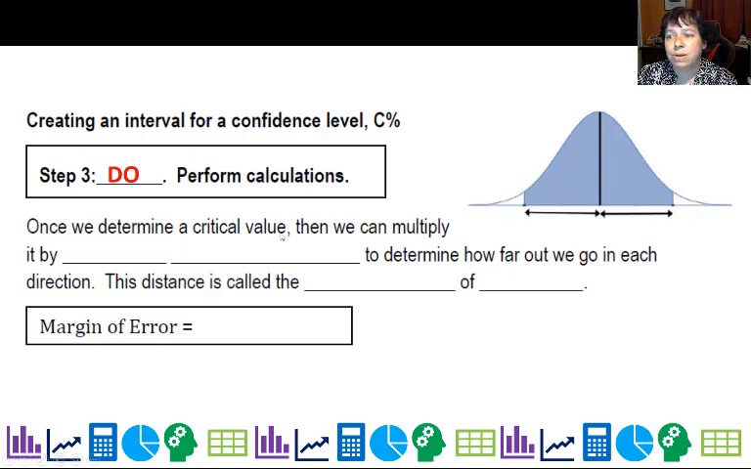So once we determine a critical value, we can multiply it by the standard deviation to figure out what our width is, how far we're going in each direction. And I have to be careful when I say width. This is called the margin of error, and it only goes from your estimate to the low end and from the estimate to the high end. So a margin of error is actually half the width of your confidence interval. That's how far you're going out to each side. And to calculate it again, it's just your critical value times your standard deviation.